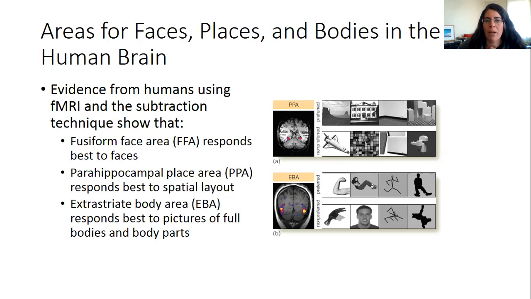So we have an area in the inferior temporal cortex called the fusiform face area, and that area responds best to faces. The parahippocampal place area responds to spatial layouts and buildings. And then we have the extrastriate body area, which responds best to pictures of full bodies or body parts, like the monkey looking at the hand.